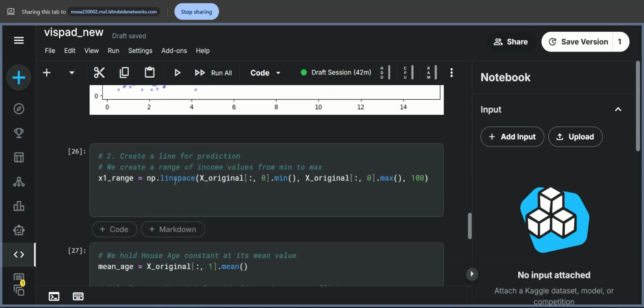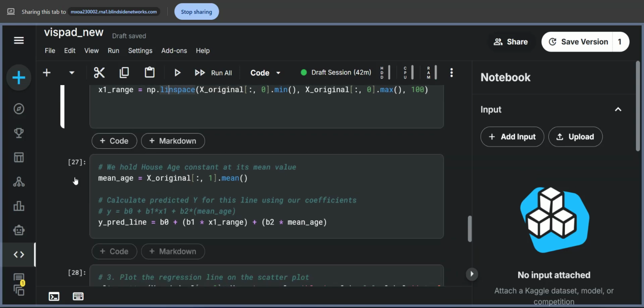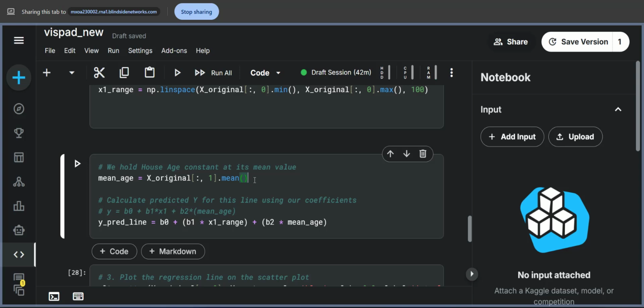You can just take the minimum value and the maximum value, and then select 100 equally spaced elements from there. So that's why we are using linspace. It takes the feature matrix and gets 100 equally spaced values. And then for our mean age, we are going to find the mean, because we are going to use that mean to calculate all the y values, right?